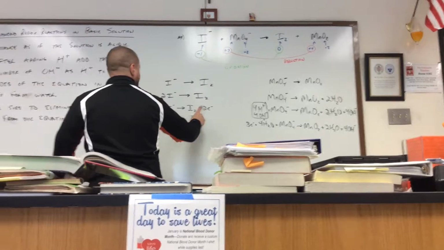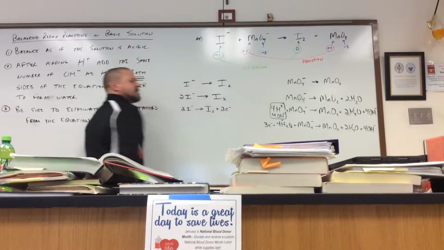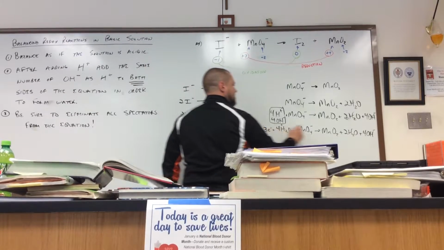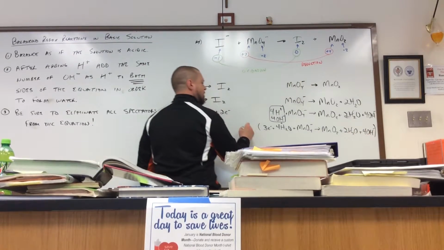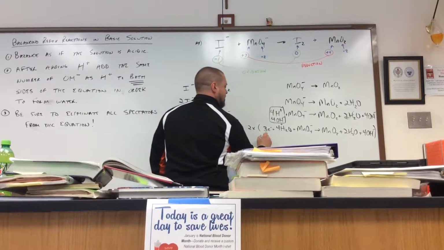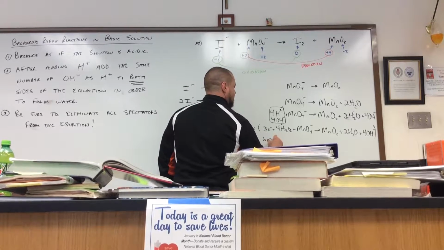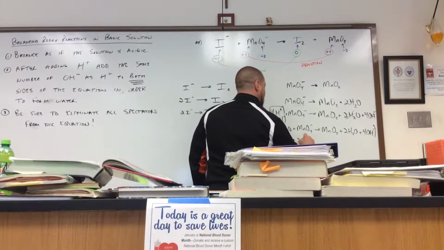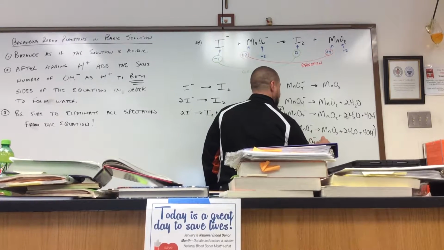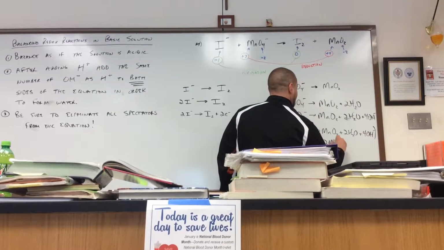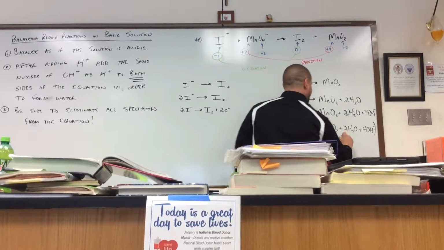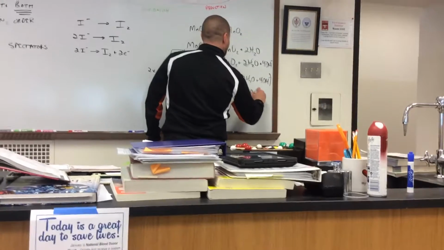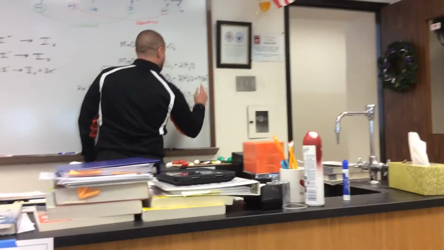So we ran into this situation again. What are we taking these two? 6. Okay. So I'm going to take this one times what? 2 times. So this is going to be 6 electrons plus 8 H2O plus 2 MnO4 minus yields 2 MnO2 plus 4 H2O plus 8 OH minus.